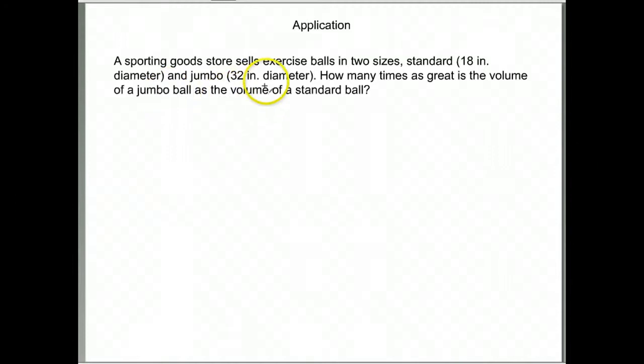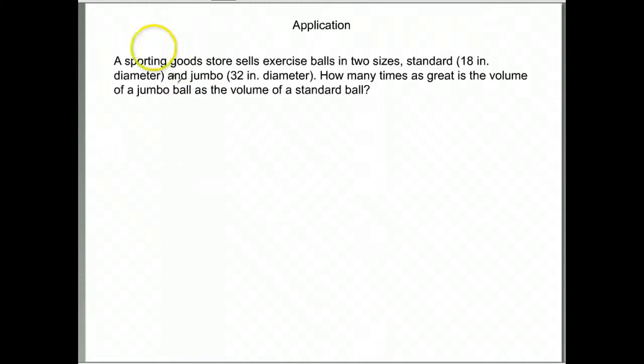A sporting goods store sells exercise balls in two sizes: an 18-inch diameter standard size and a jumbo with a 32-inch diameter. How many times as great is the volume of the jumbo ball compared to the volume of the standard ball?